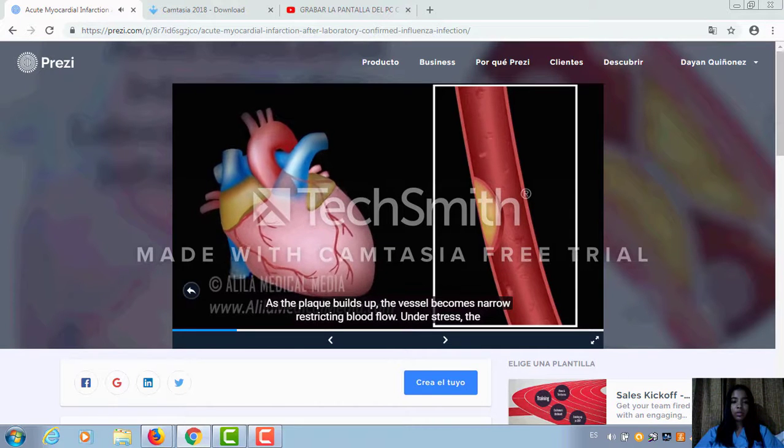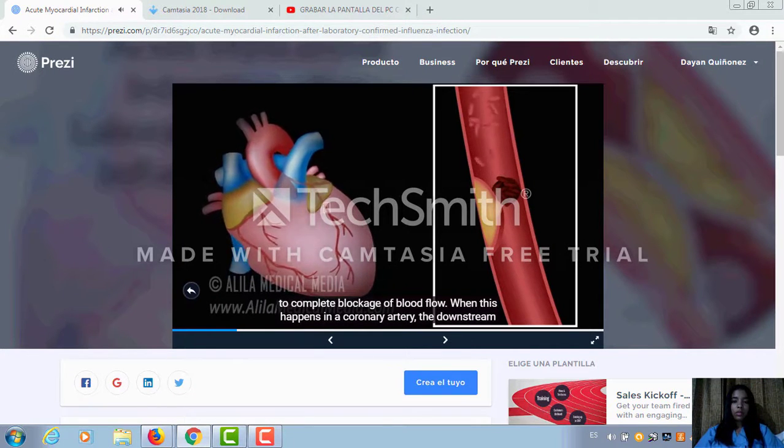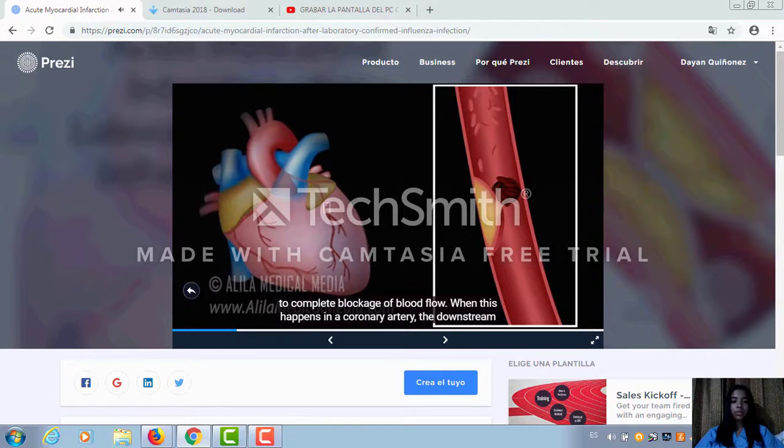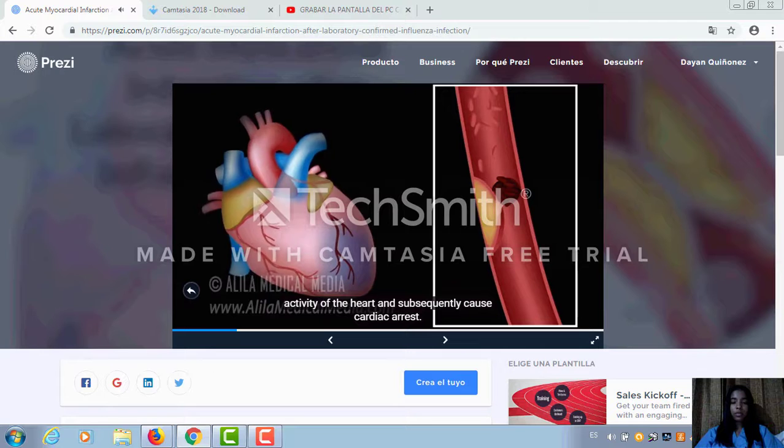Under stress, the plaque may rupture. This triggers formation of blood clot on top of the plaque, leading to complete blockage of blood flow. When this happens in the coronary artery, the downstream patch of the myocardium dies from lack of oxygen. Weakened heart muscle may disrupt electrical activity of the heart and subsequently cause cardiac arrest.